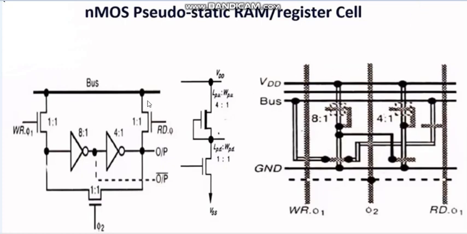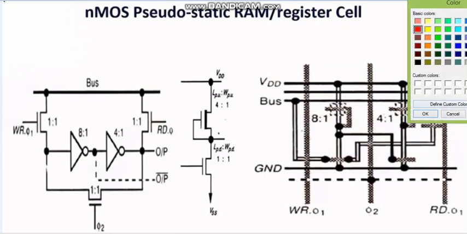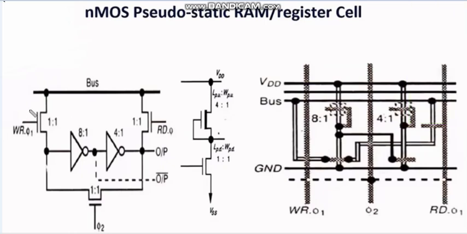So now let us see the NMOS pseudostatic RAM stick diagram here. Here we can see three pass transistors. This is one pass transistor, another pass transistor, and another pass transistor.